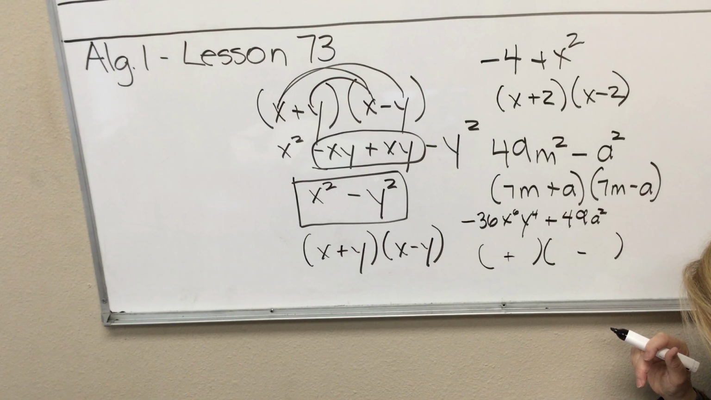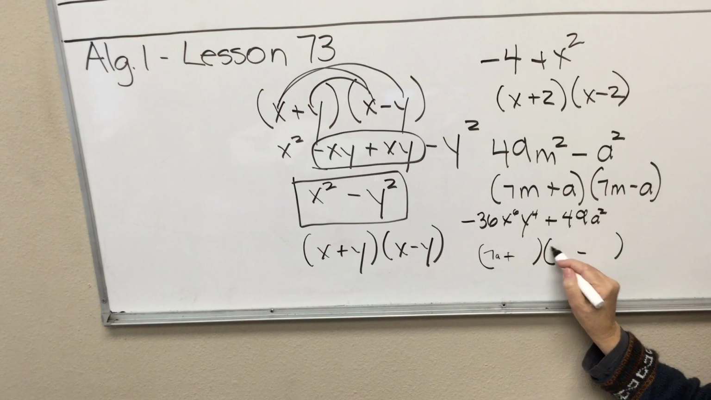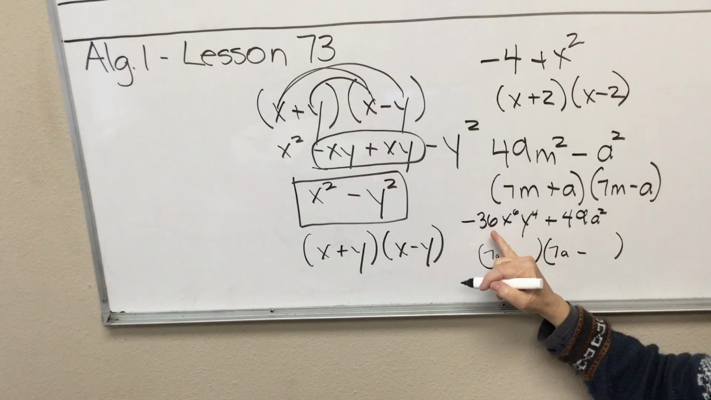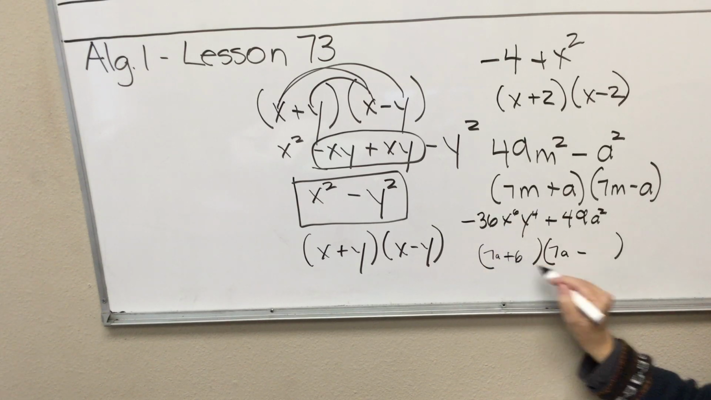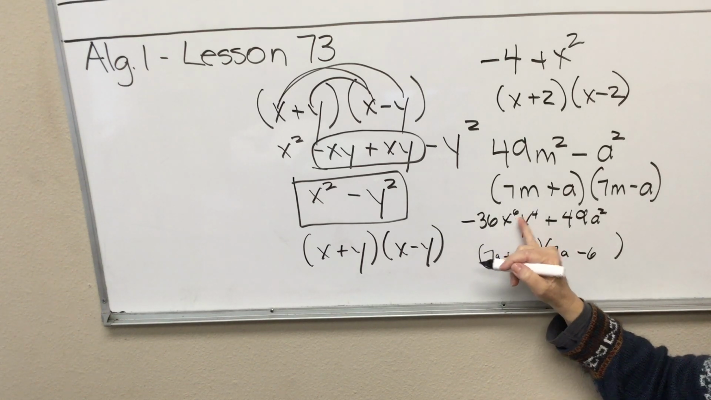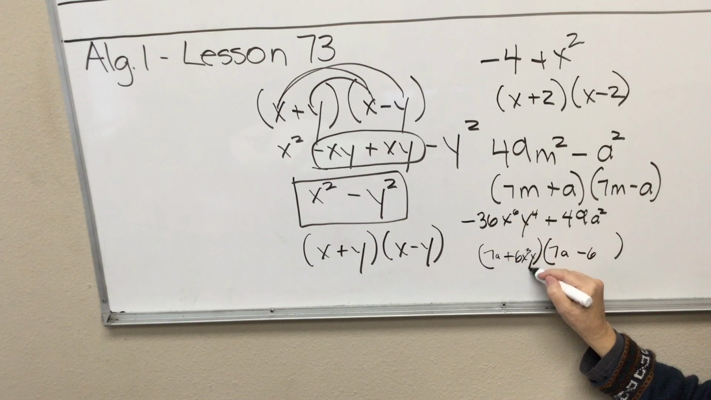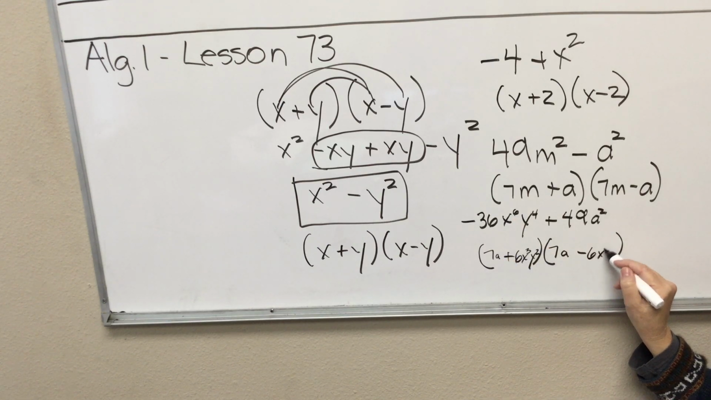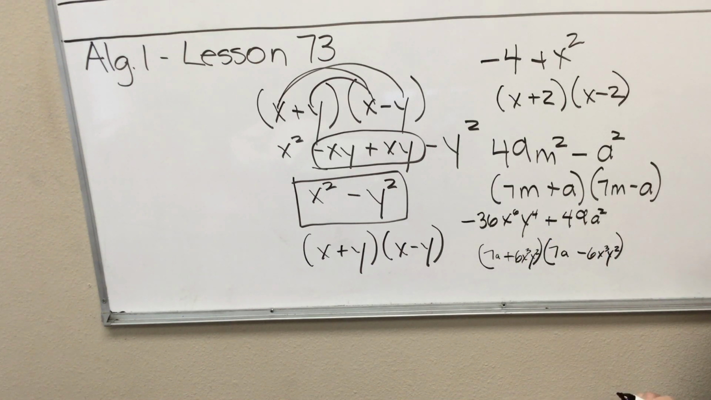So we want to do the 49a squared first. That would be 7a in each of these. And then we're going to split this up. This would be 6 and 6. Then we halve each of these. That would be x to the 3rd, y to the 2nd, x to the 3rd, y to the 2nd. You just halve them. And that's it for factoring perfect squares.